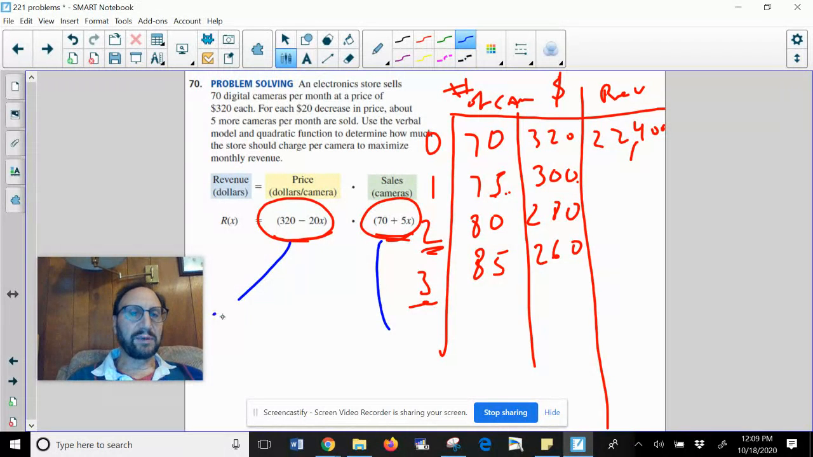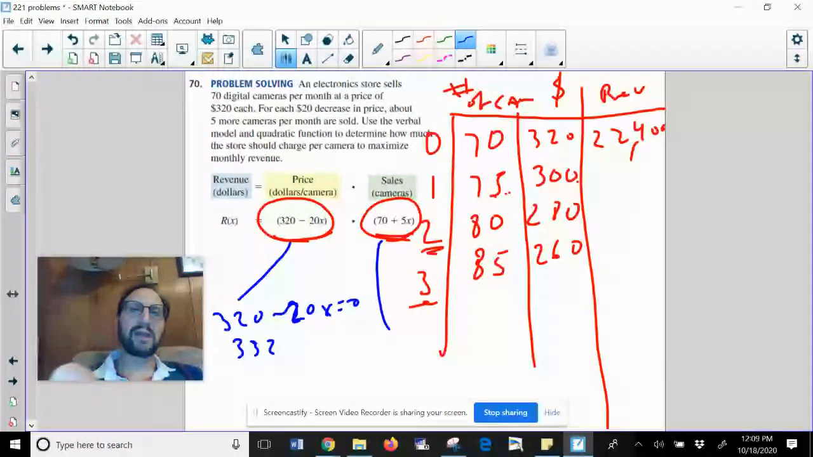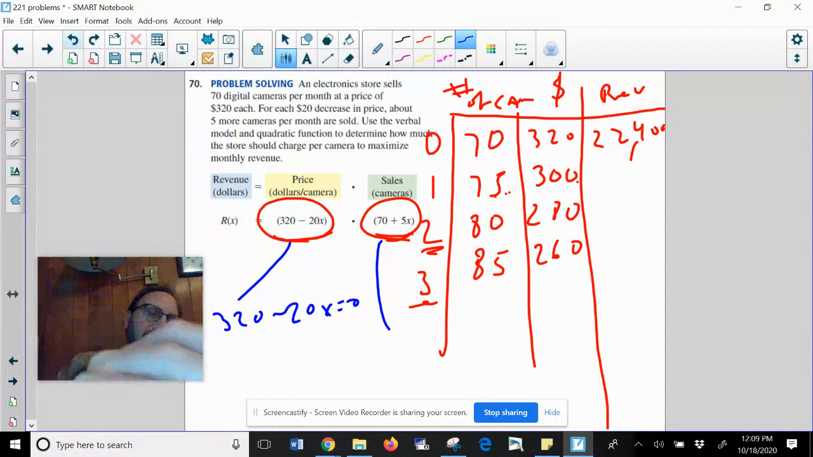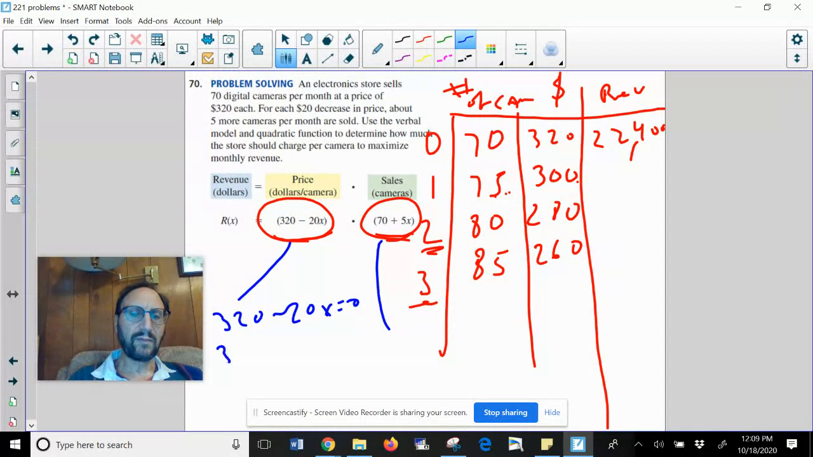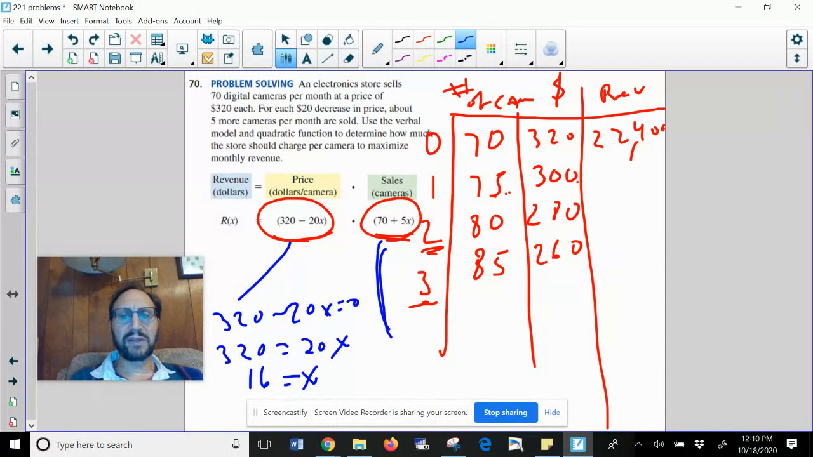So let's see, 320 minus 20x equals 0. I want to figure out what this intercept is. Adding 20x to the other side, 320 is equal to 20x. Dividing by 20, we get x is equal to 16. So one of my intercepts is 16. The other equation, 70 plus 5x equals 0. I'd say 5x is equal to negative 70, and x is equal to negative 14.